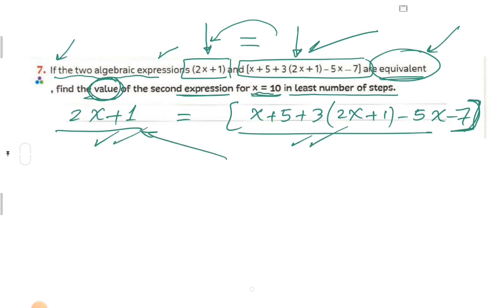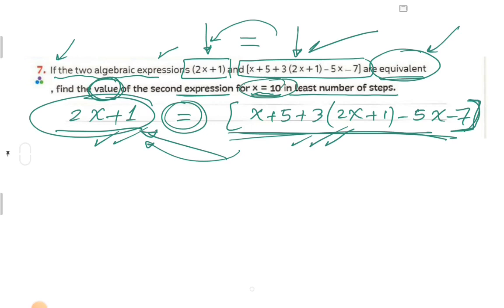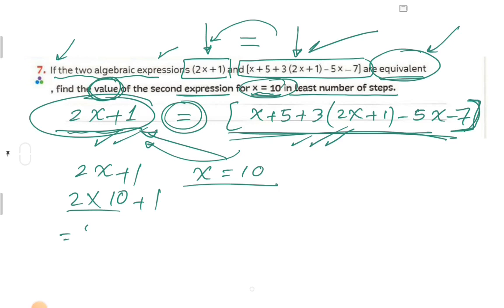Of course, to use this, because it's simple. To find the value of this expression, I will use this one because they are equal to each other. Now, to find the value of the second expression when x equals 10, I will use this expression. At x equals 10, remove x: 2 times 10, plus 1. 2 times 10 first equals 20, plus 1 equals 21.